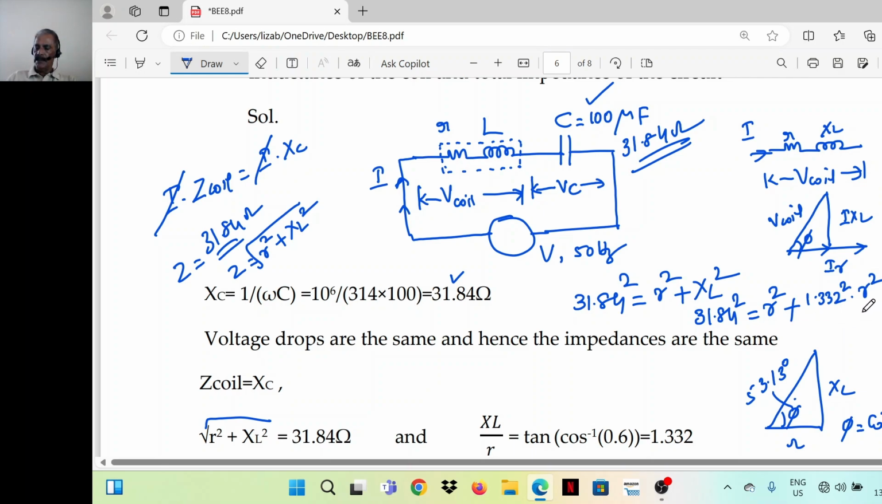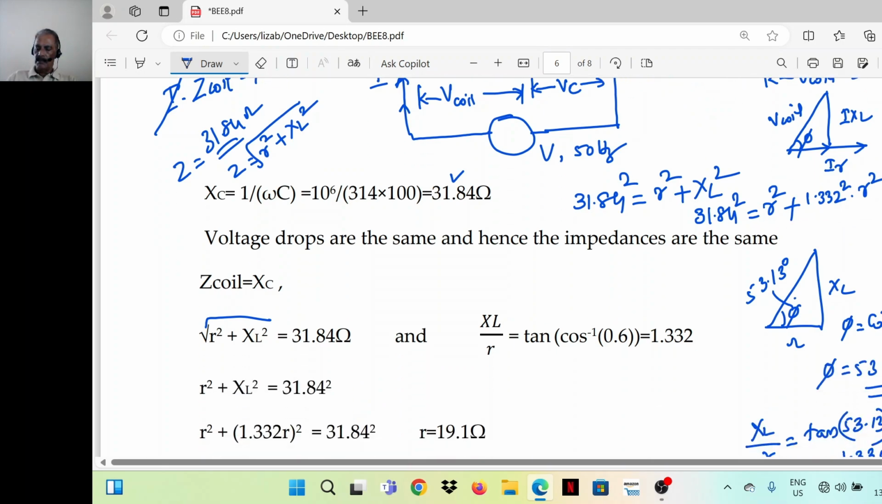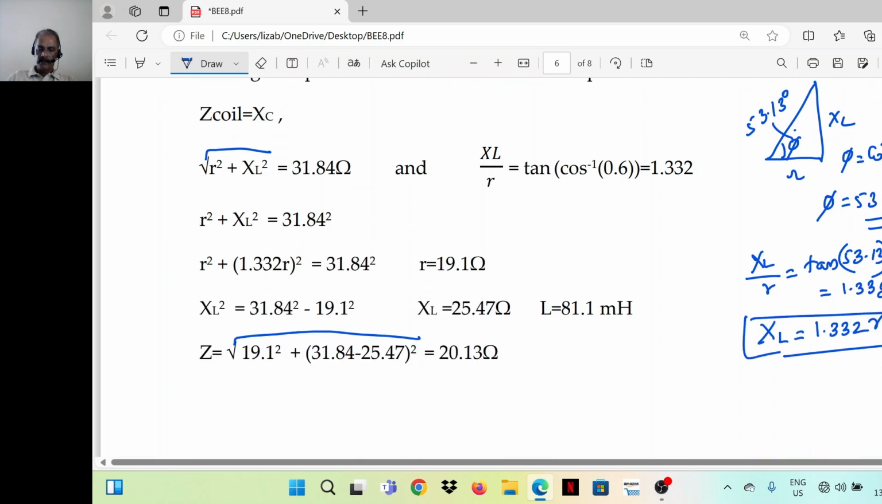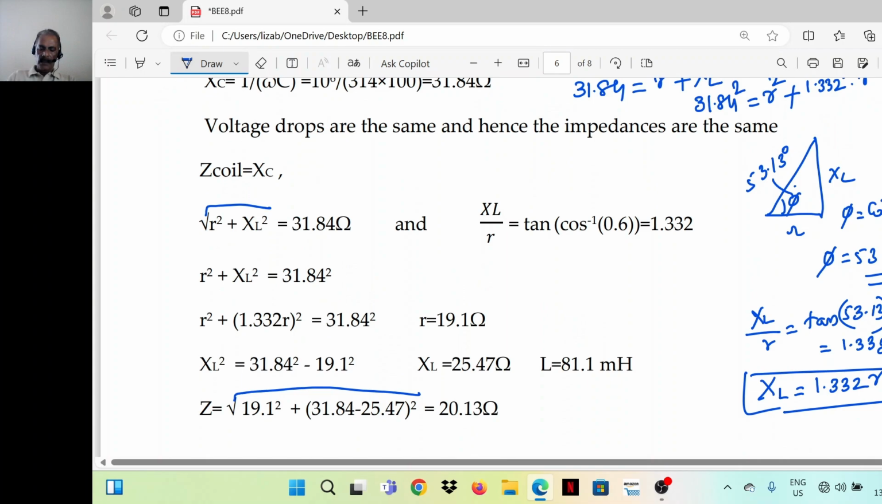So solve this equation, we can find out the value of R. So that is 31.84 square is equal to R square plus (1.332 R) whole square. Solving, R is equal to 19.1.